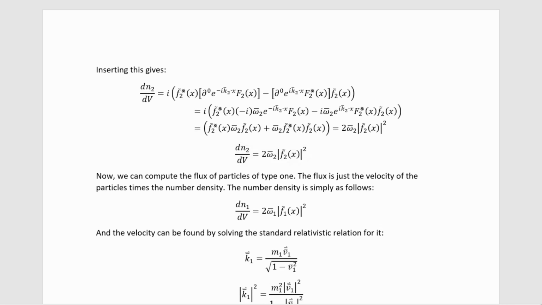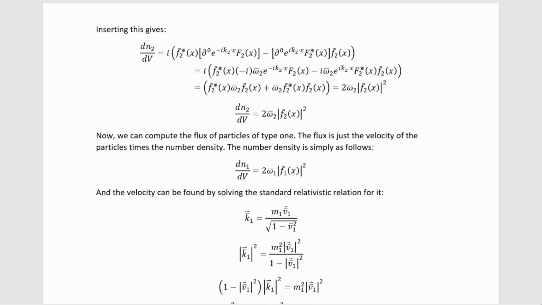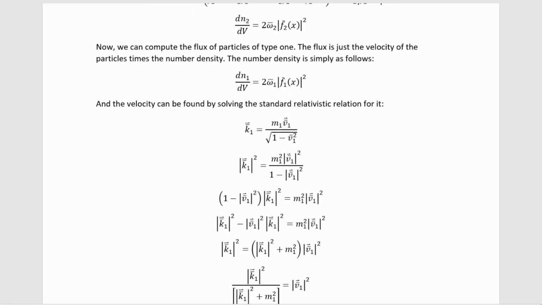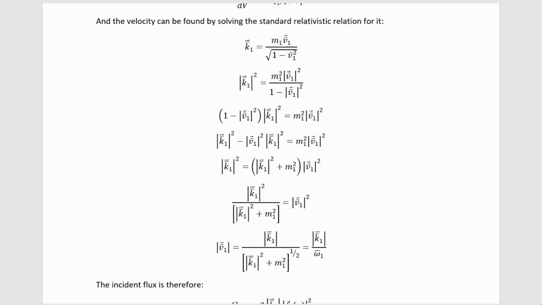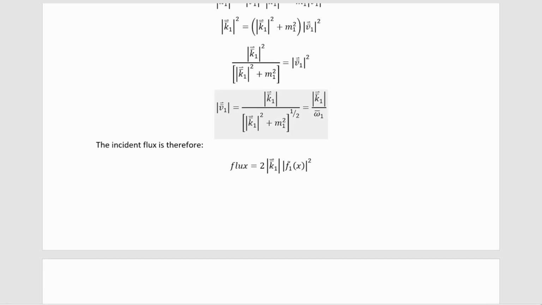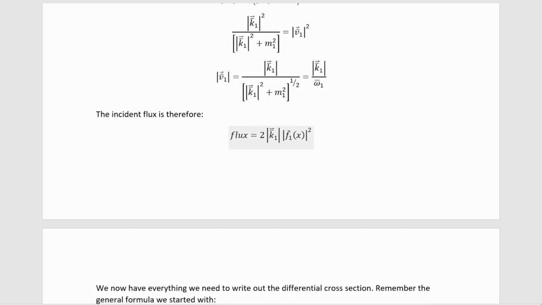Now we can compute the flux of particles of type 1. The calculation of the number density goes exactly the same because it's all the same formulas, all the same logic, and we have this. Then we can work out the velocity and multiply it by this to get the flux. The standard relativistic relation can be solved for the velocity. I've written out all the algebra steps in case it's not obvious, and ultimately multiplying it cancels that factor of omega bar, which you saw there. So we get this result for the flux.